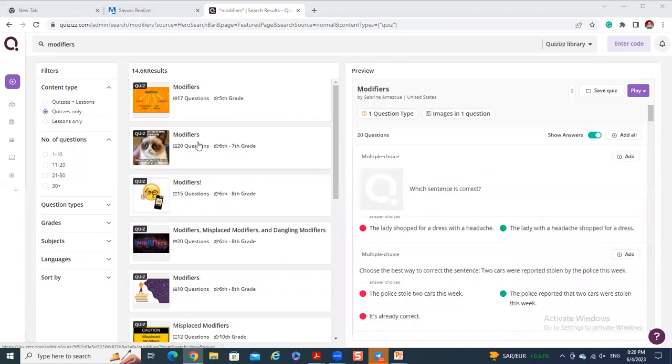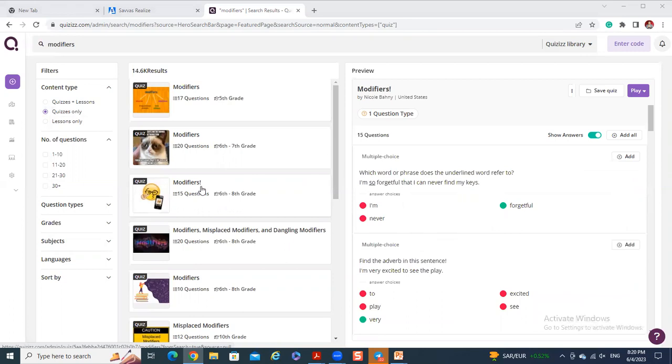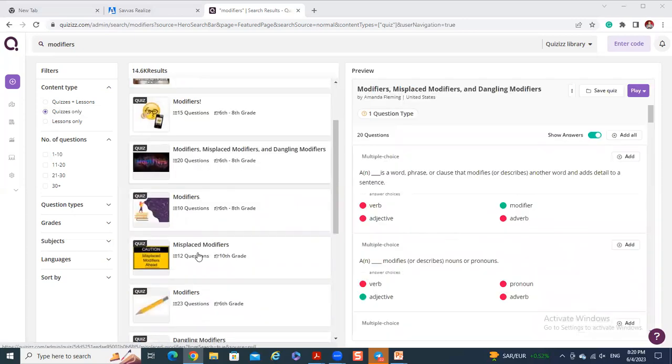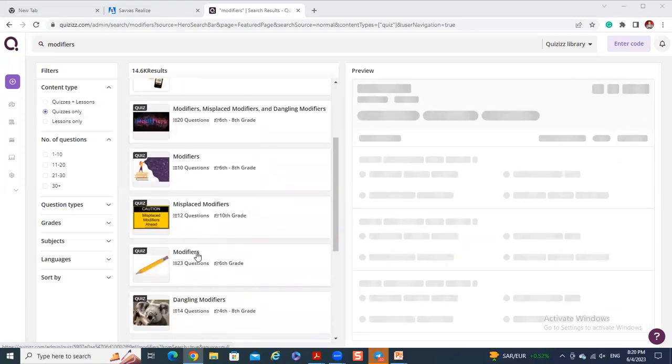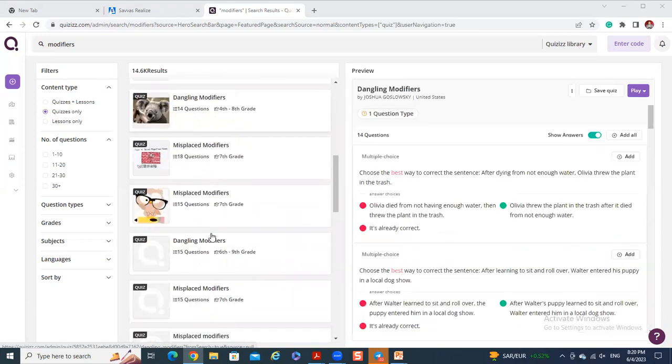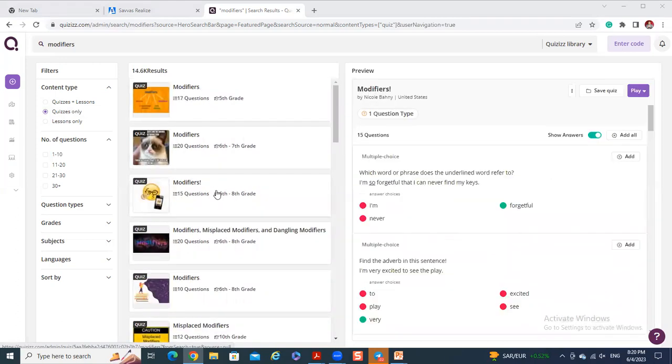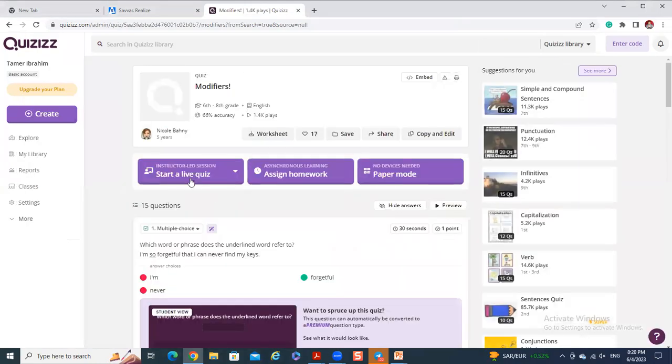Okay, you're going to tell me if it's an adjective or an adverb. No, this is dangling and misplaced modifier. I need something that's so hard. This is grade 6 till 8. No, this is misplaced modifier. Dangling, misplaced. So I'm sorry, I'm going to go to this one. Find the adverb. Okay, yes. Let's play this one. It's about adjective and adverb.